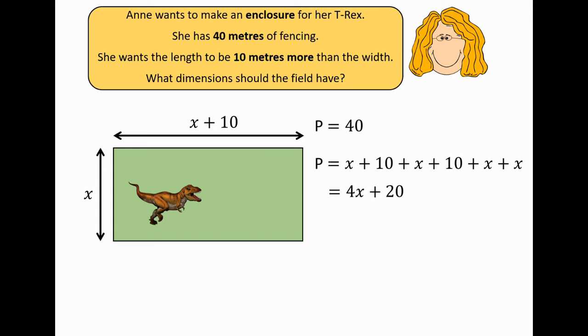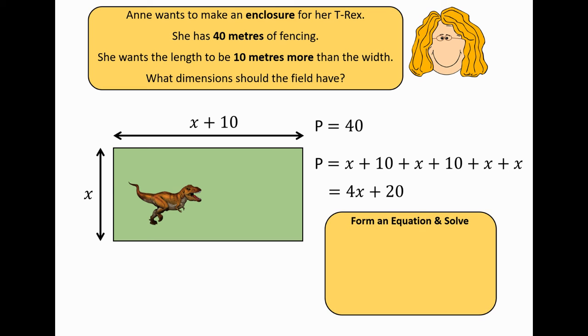Altogether, as an expression, the perimeter of this rectangle is 4x plus 20. Now, if I have the perimeter as an expression, and I have the actual value of the perimeter to be 40 meters, then I can form an equation and then solve it. 4x plus 20 is equal to 40.